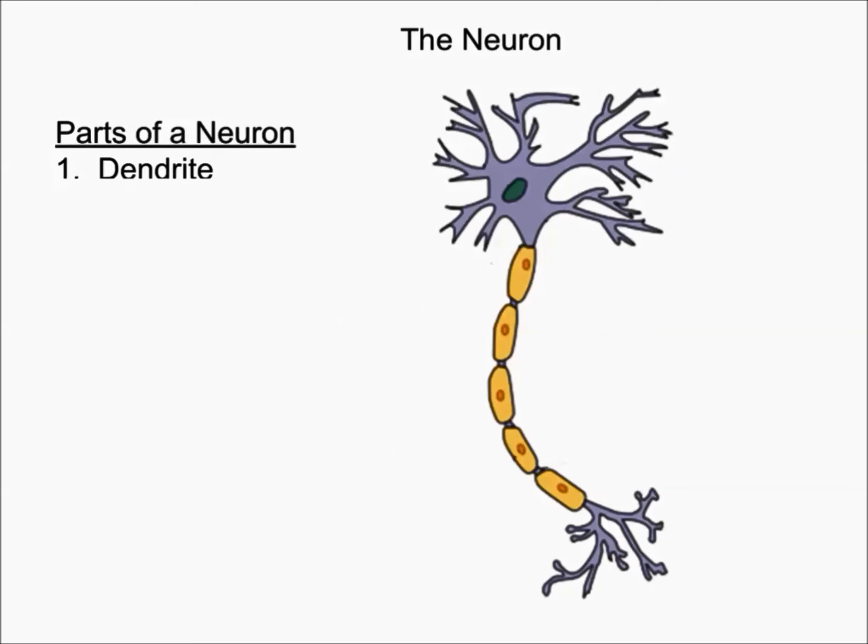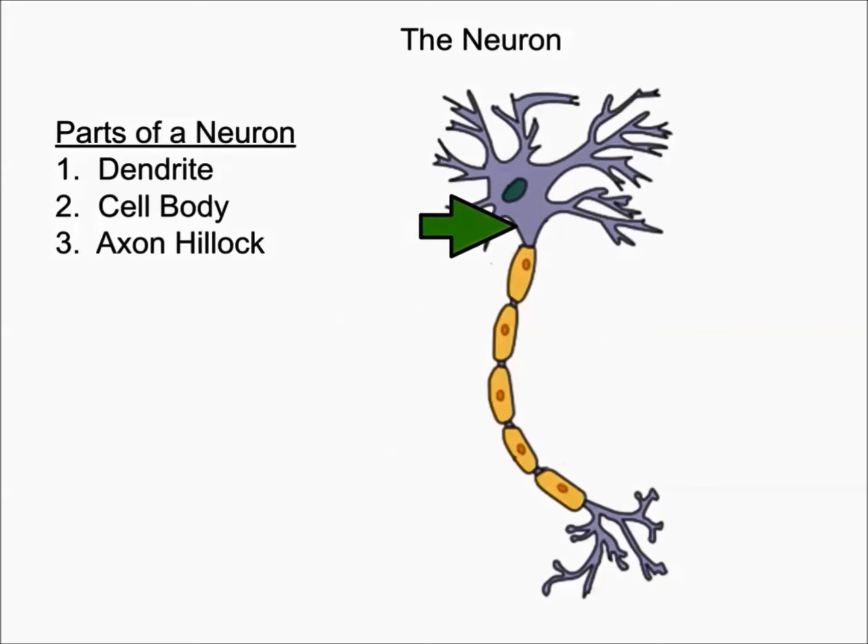The first part of the neuron is called the dendrite, and the dendrites are short extensions that receive information from other neurons or sensory receptors. The next part of the neuron is called the cell body. The cell body is the part of the neuron that contains the nucleus and other organelles typically found within a cell. Following the cell body is the axon hillock. The axon hillock is the location where an action potential is created.